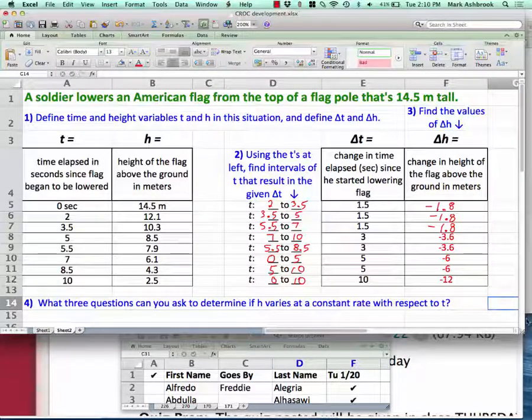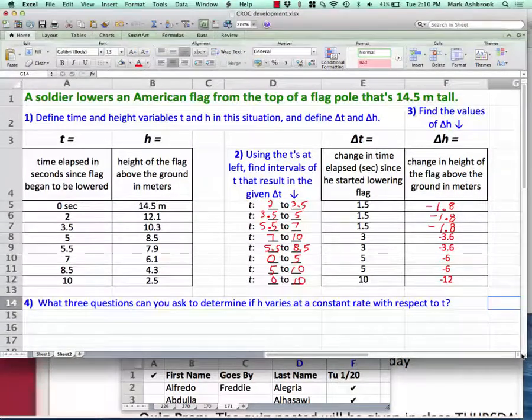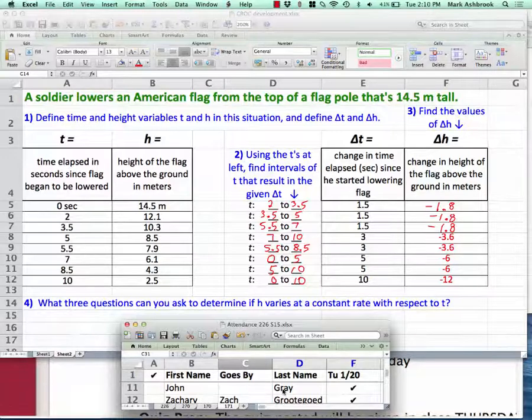So what 3 questions can we ask to see if h varies at a constant rate with respect to t? What is one of the questions we can ask? How about Zach G? What's one question we can ask to see if h varies at a constant rate with respect to t?